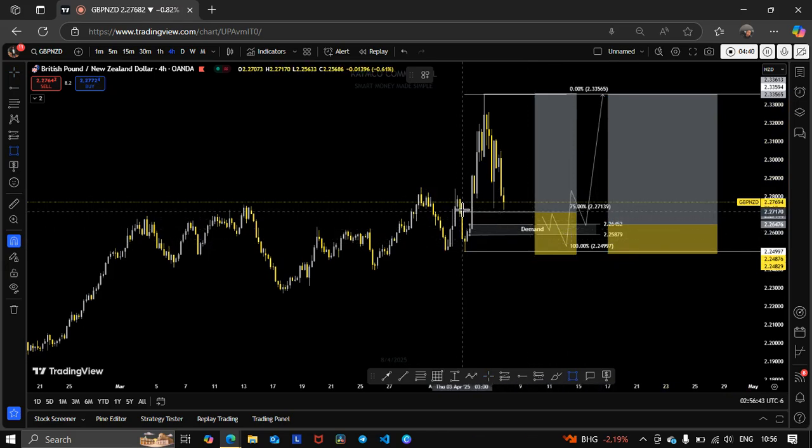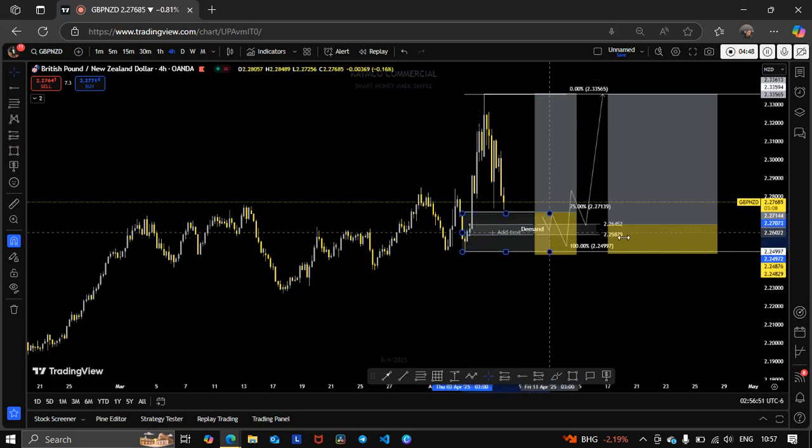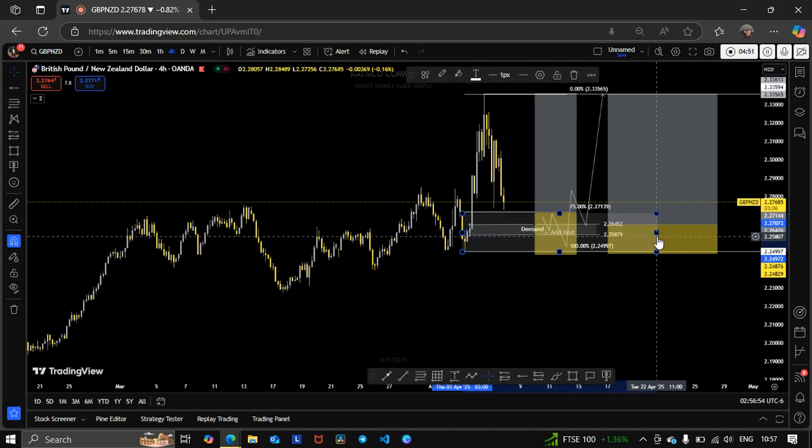Compared to the demand zone, judging by this, this is probably a daily order block, a daily demand zone, and this one is more accurate when it comes to the direction of the market. But nonetheless, this is how you can enter off this trade.